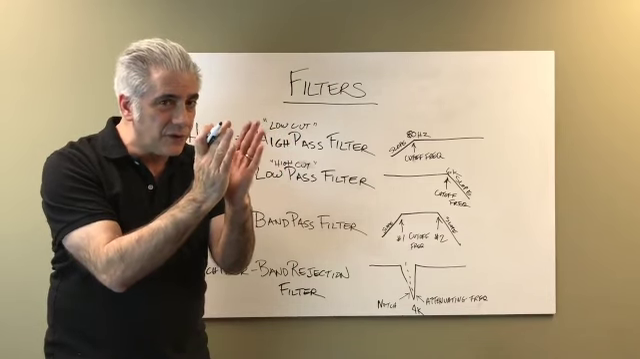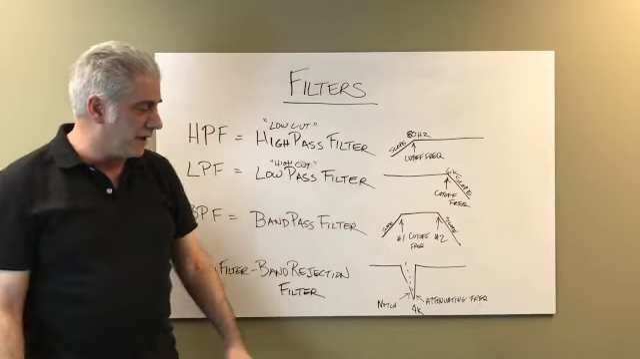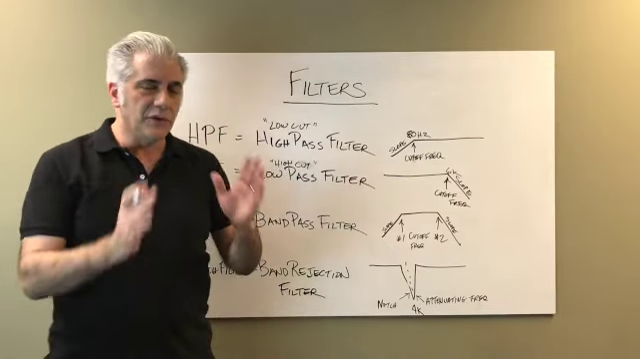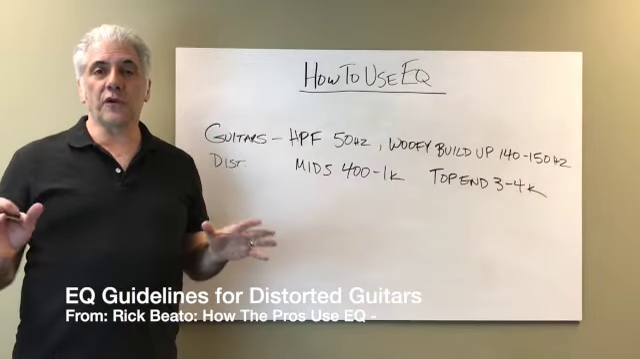Typically, notch filters are there to notch out really, really specific frequencies. That's why you use them. That's why they're called notch filters. They're typically very tight Qs. Those are filters. Next, distorted electric guitars.